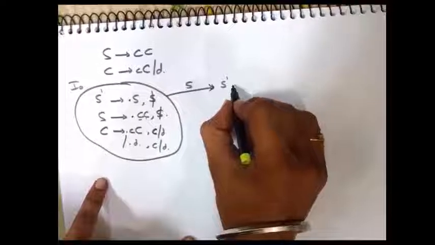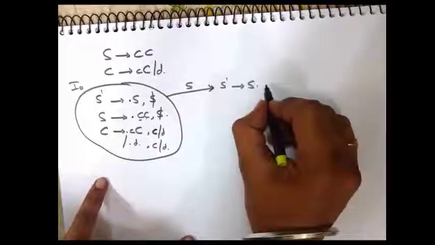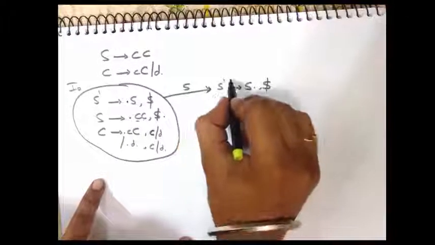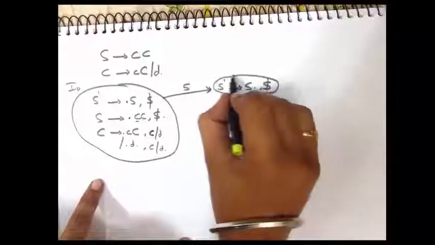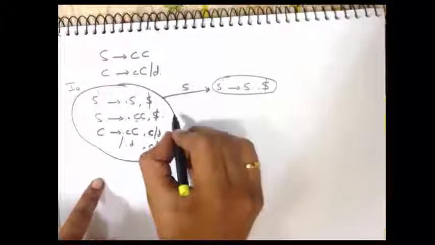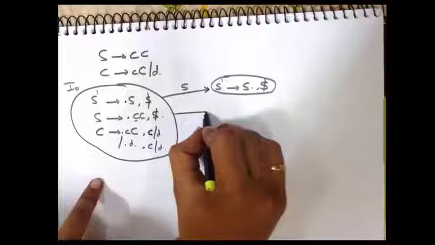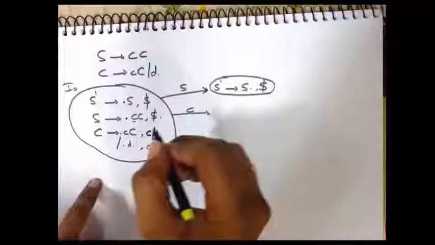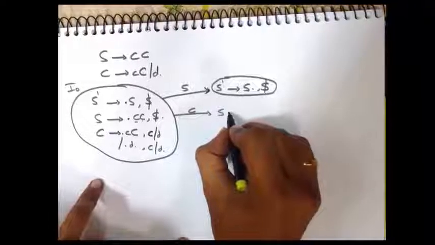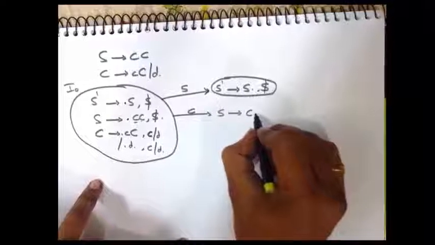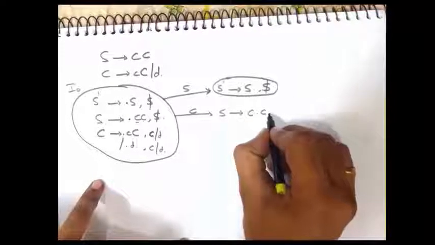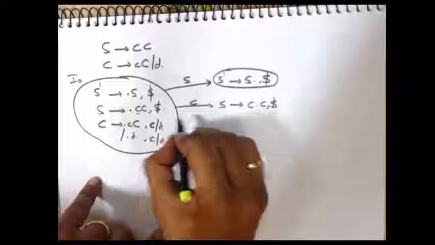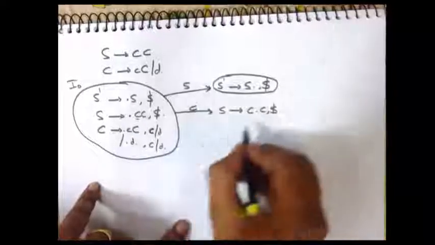And now by adding the transition S to the initial state of I naught, we'll get for the first production S dash derives S dot comma dollar. As it is a transition, there will be no change in the look ahead in this production. Similarly, now when we had a transition of C to the previous state, we'll get S derives C dot C comma dollar. This is because there will be no change in the look ahead of the previous state.